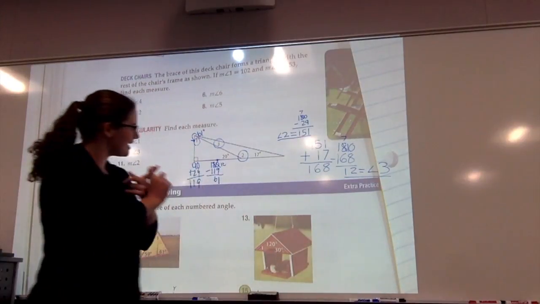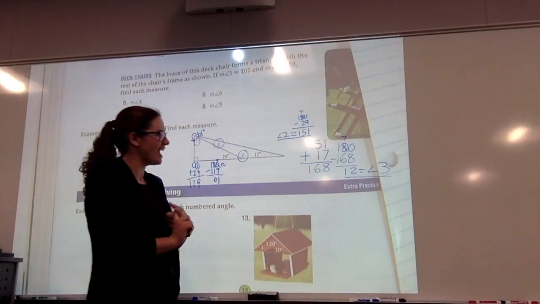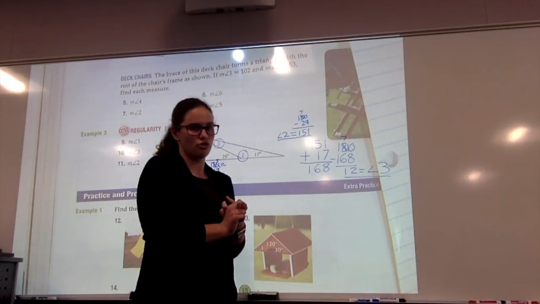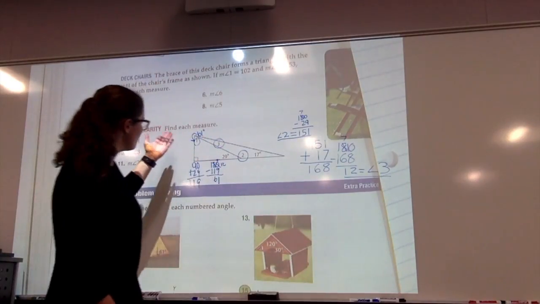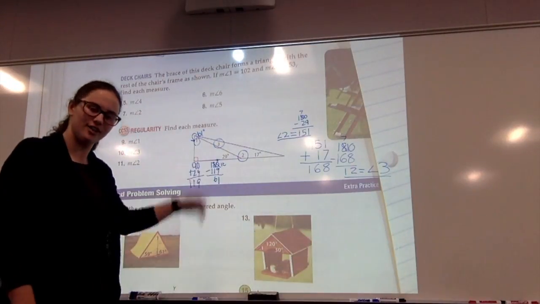So angle 1 is 61, angle 2 is 151, and angle 3 is 12. And that is how you find the measure of each angle in a triangle.